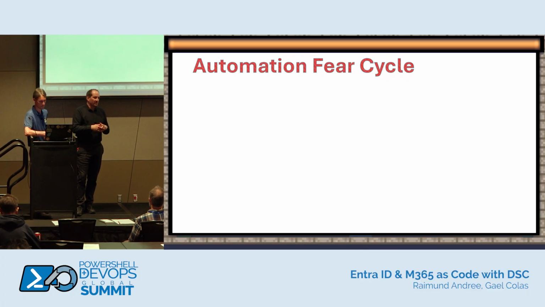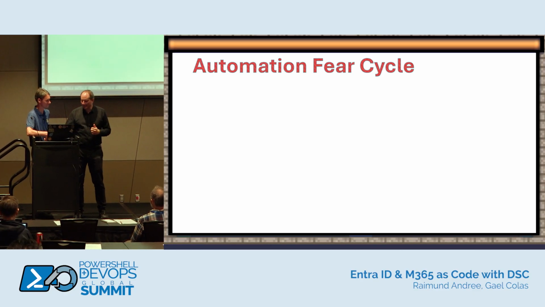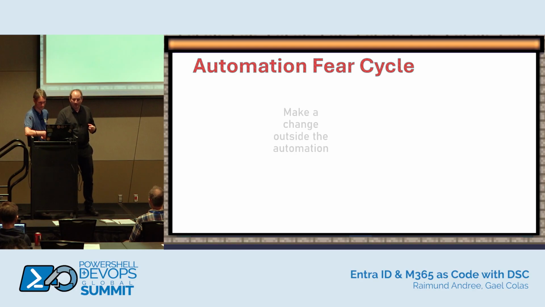And there's another concept you need to think about when you do automation, which is the automation fear cycle. Has anyone heard of the automation fear cycle? No? Me neither, before meeting him. It comes from the book by Kief Morris, Infrastructure as Code, especially the first edition. Kief Morris wrote two editions of the same book, and basically he goes through some of these concepts. And the automation fear cycle is very true.